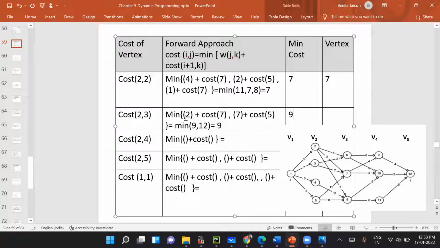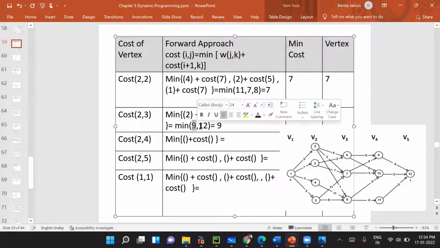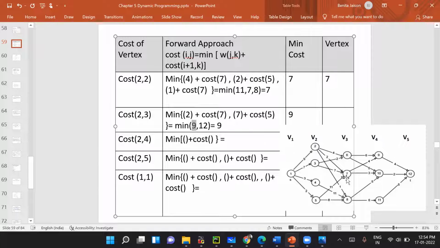You should know that the first one is towards which vertex? It is towards 6. And 12 is towards 7. Right? Which gave us the minimum? The edge towards 6. So we are updating it as 6.